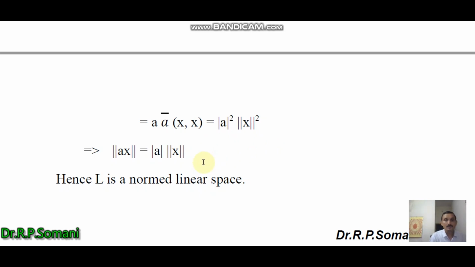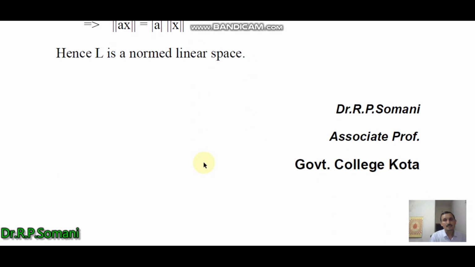So today we have studied the inner product, Hilbert space, and their theorems and examples of the Hilbert space. For more detail, students can see the reference book of functional analysis.